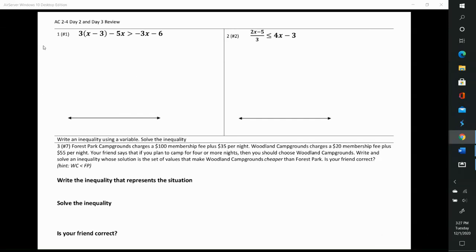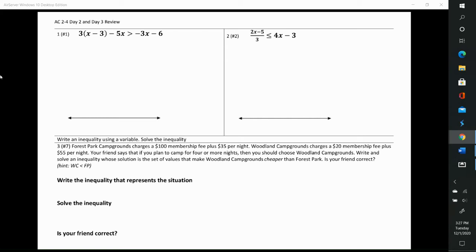This is the Jamboard practice assignment for the 2-4 day 2 and day 3 review. We did these problems in class, but we didn't have time at the end to go over them. So this is a great substitute and it's a good resource for you to have, and you can review it at any point.